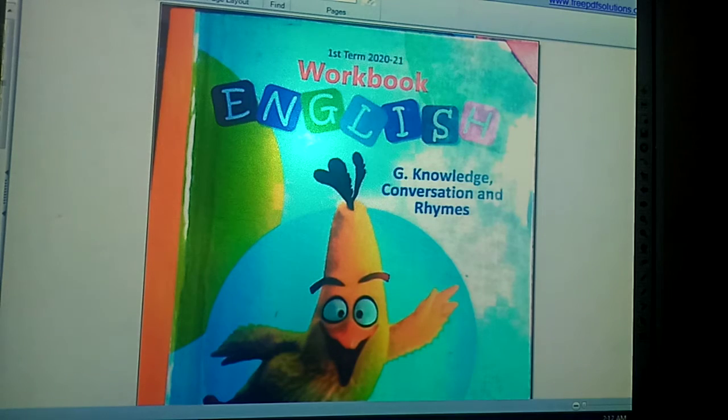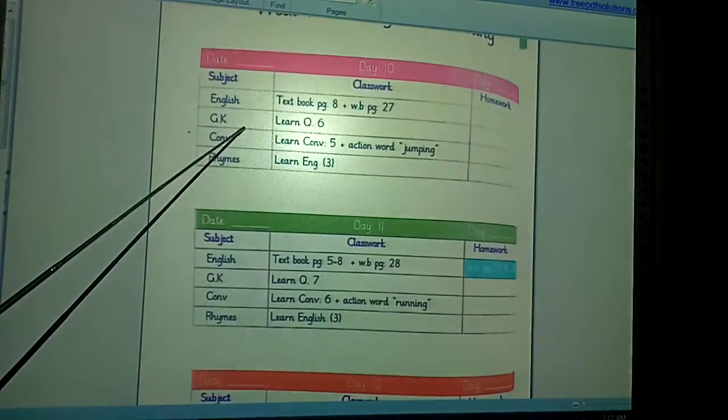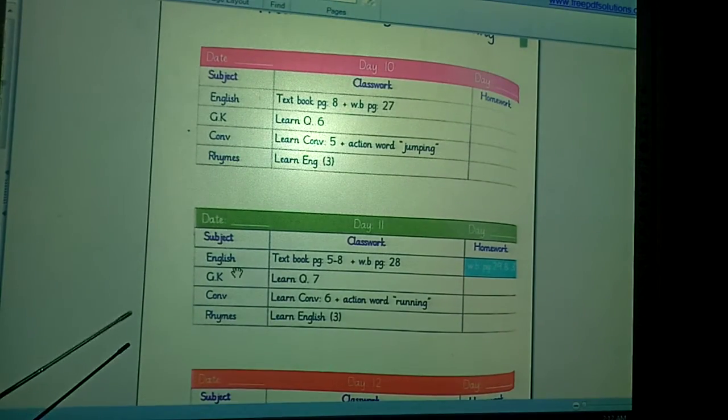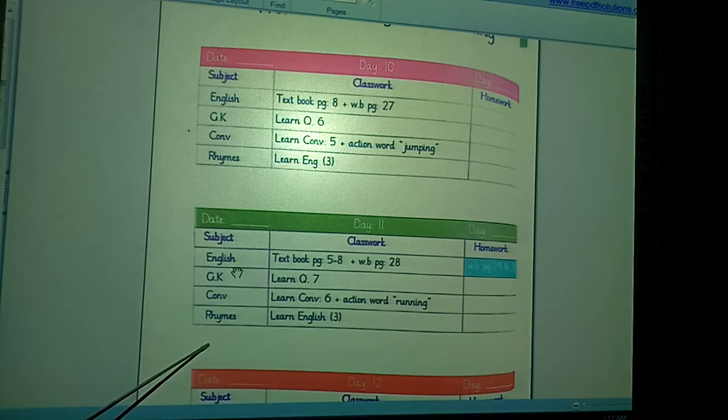Today we are going to start our fourth lecture for English playgroup. So students, open your workbook with me and firstly move towards planner. As we are going to start our week 4, we have to put the dates here and write the days here in these blanks.